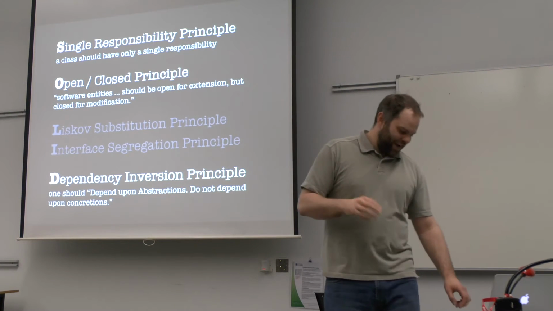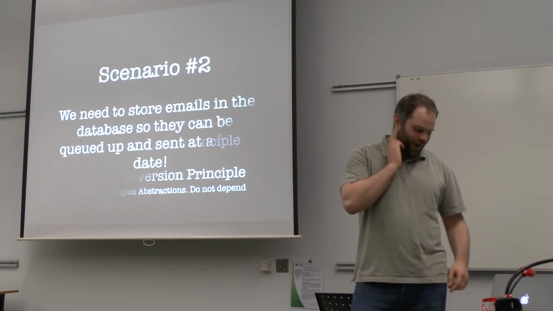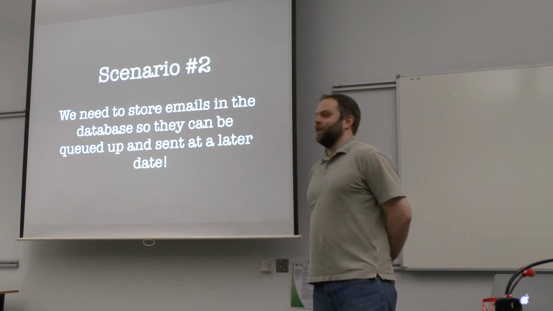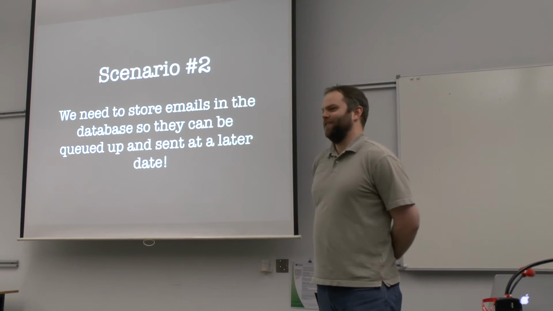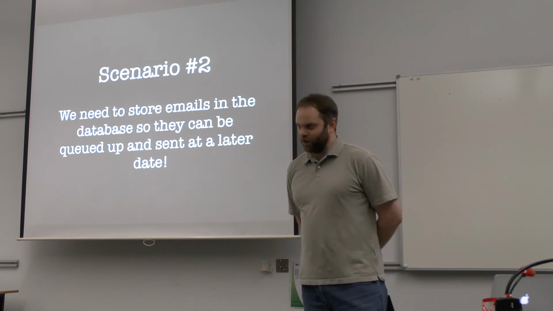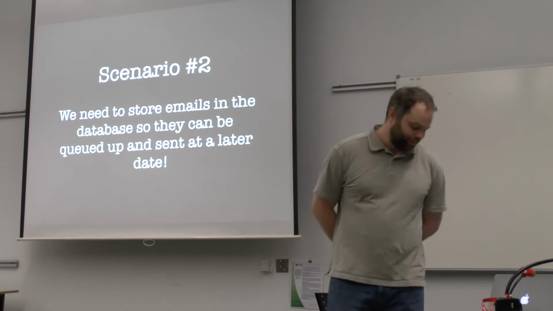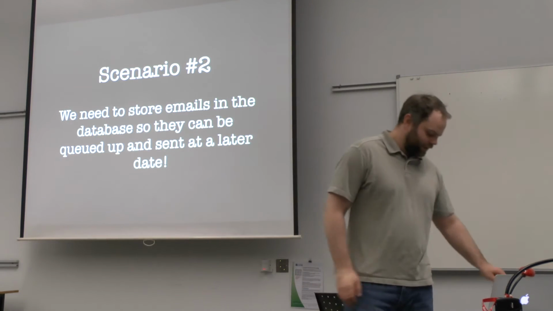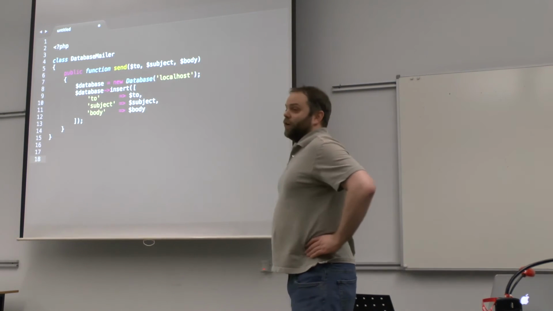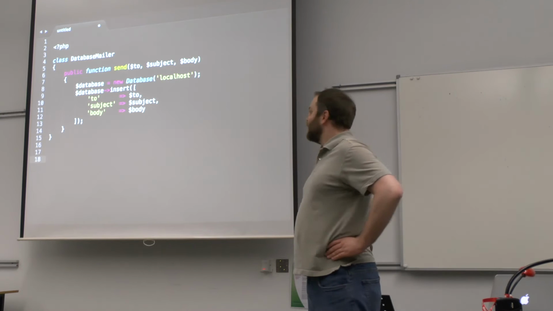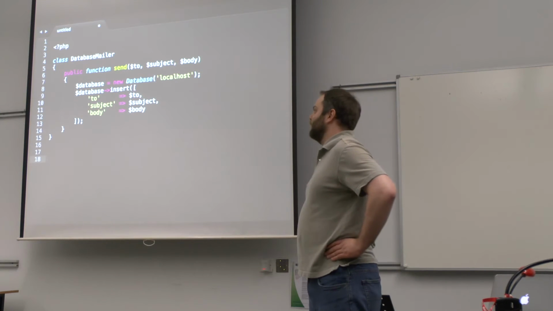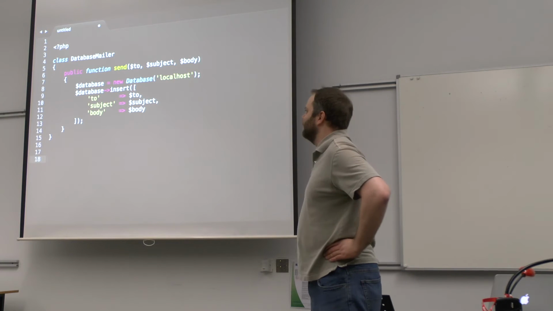Now, close to the end of this, I'm just going to run through another quick scenario, which is that we now need to store emails in the database so that they can be queued up and sent at a later date. Right? It's kind of a silly example, but it's one nonetheless to demonstrate this point. So how do we do that? Well, you already kind of know. We've got a database mailer that we're going to pass into our order class. That's fine. So we define our send method here. Then we do database equals new database, localhost database instance.